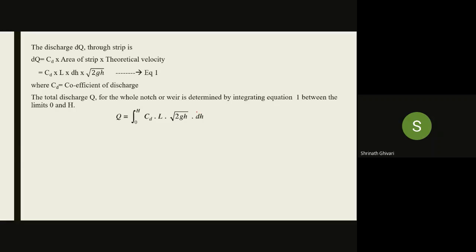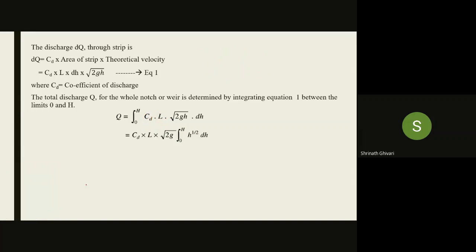So what will be there? Remaining will be the integration from 0 to H of root h dh. See, Cd is constant, length is constant. Length, why is it constant? Because if I have made the notch once, the length will remain the same, right? I cannot compress it, I cannot extend it, right? So the length will remain the same. So that is a constant.